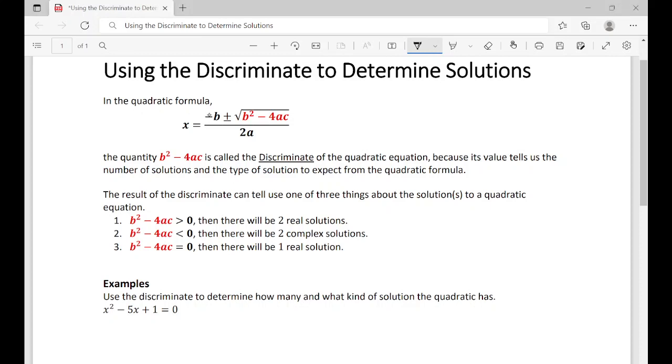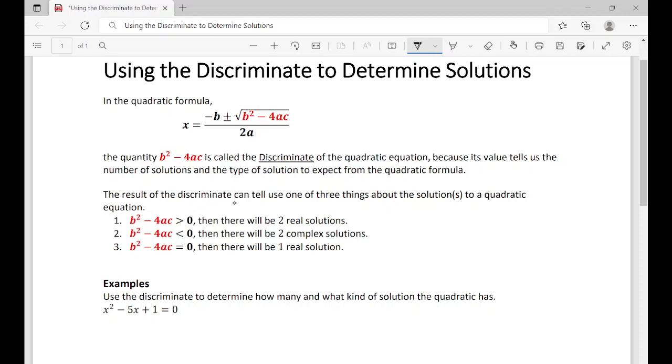In the quadratic formula, x equals negative b plus or minus the square root of b squared minus 4ac over 2a, the quantity b squared minus 4ac is called the discriminant of the quadratic equation because the value of it tells us the number of solutions and the type of solution to expect from the quadratic formula.